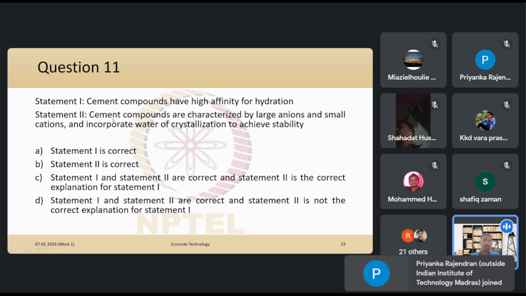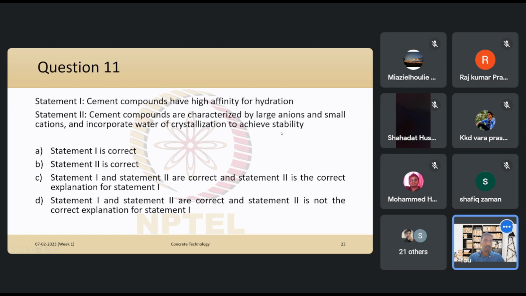Statement two says the cement compounds are characterized by large anions and small cations and incorporate the water of crystallization to achieve stability. We saw this in one of the previous questions: what is the common characteristic that we observe in the structure of the different cement compounds? There we said that it is in fact the large anions and the small cations that are common between the cement compounds. So that part is okay.